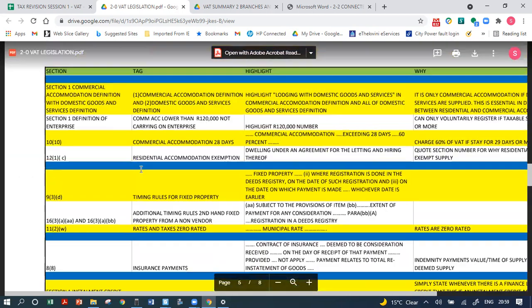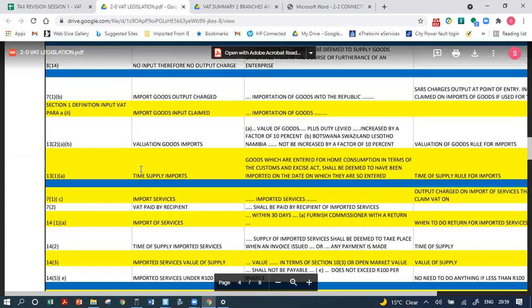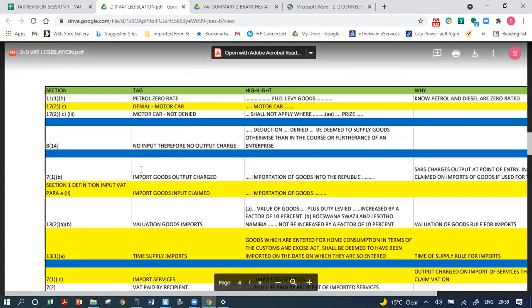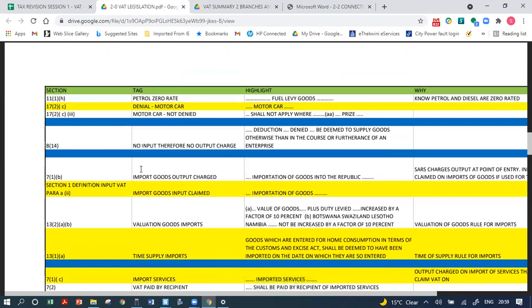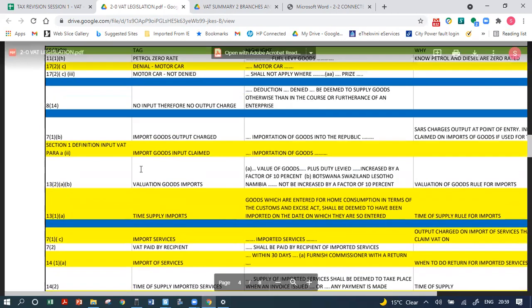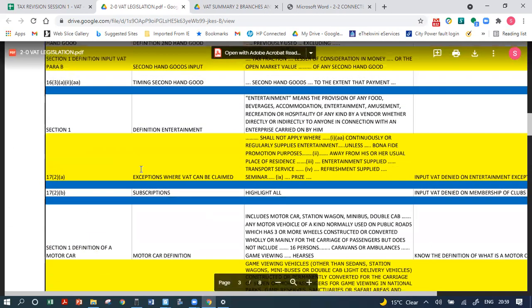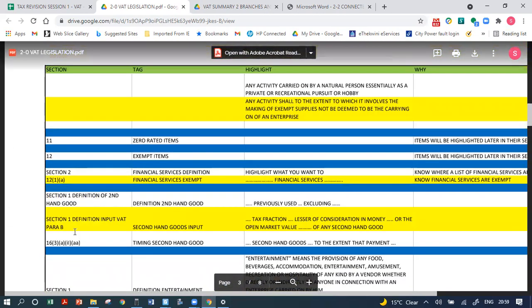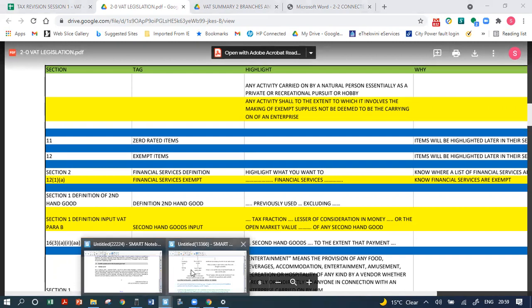And as long as you remember that it's secondhand goods for non-vendors to vendors, you can go and find all of the sections where you've got secondhand goods. And you can do all of that. There's secondhand goods, they're the three tags together. There's the rules for secondhand goods itself. You don't need to remember all of that stuff all by yourselves.